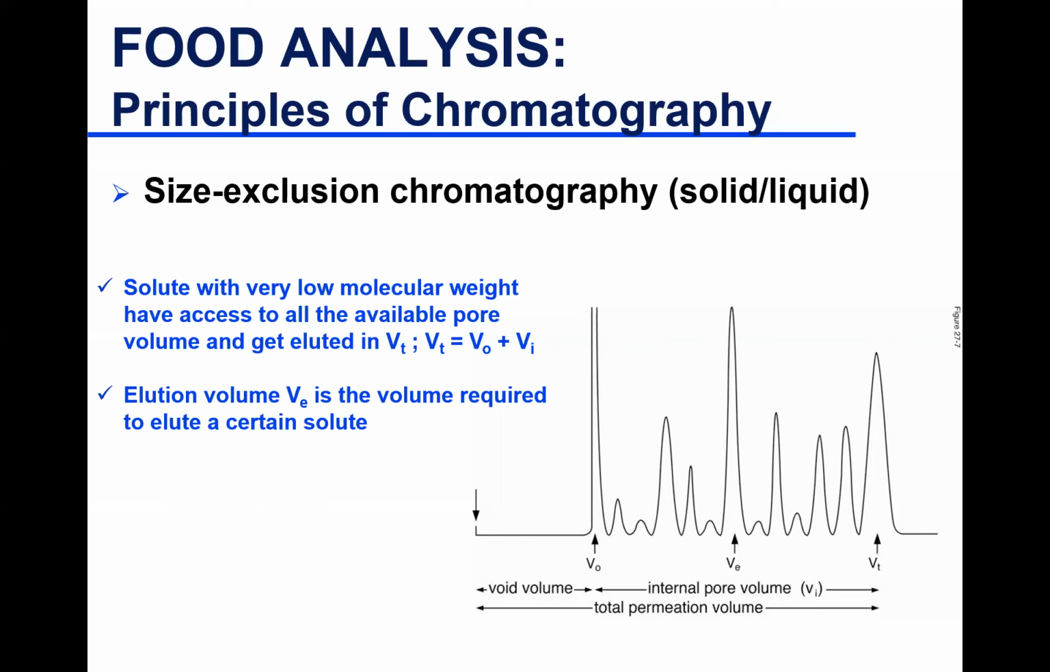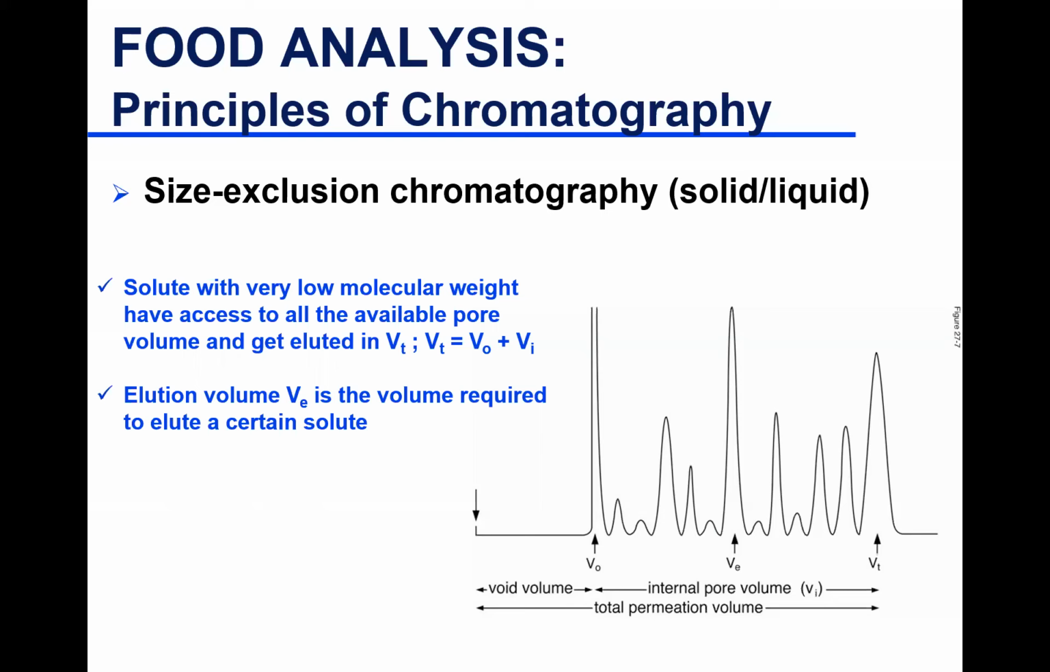That constant is based on, let me see here, where am I? So you want to know your void volume, and you want to know your total volume, and then you want to know your elution volume for a specific component. That means how much volume it took to elute your component of interest. Your void volume is all the volume that is around the particles. And then the total volume is the inner volume and the outside volume. So it's the entire volume from beginning to end.